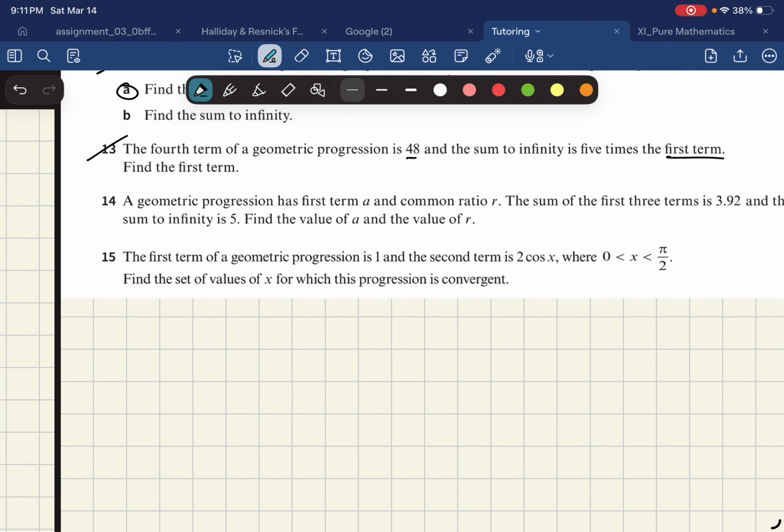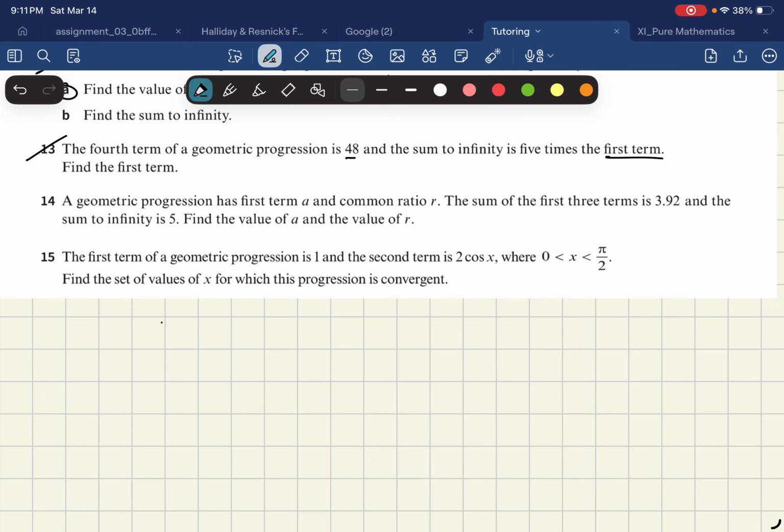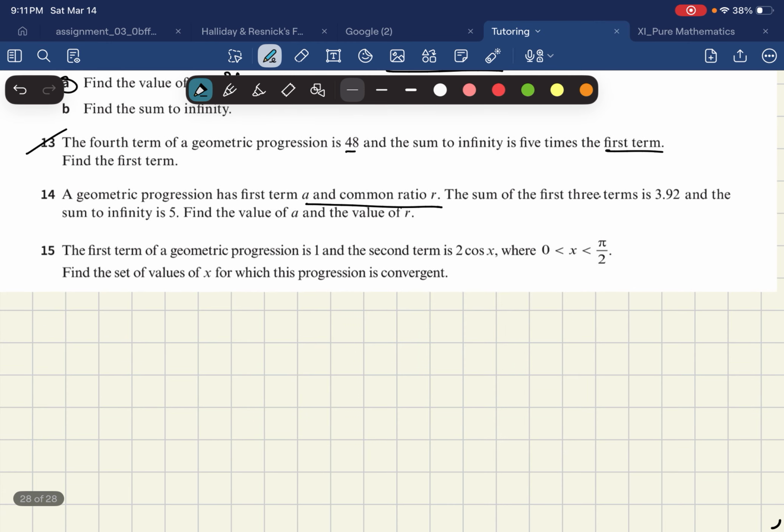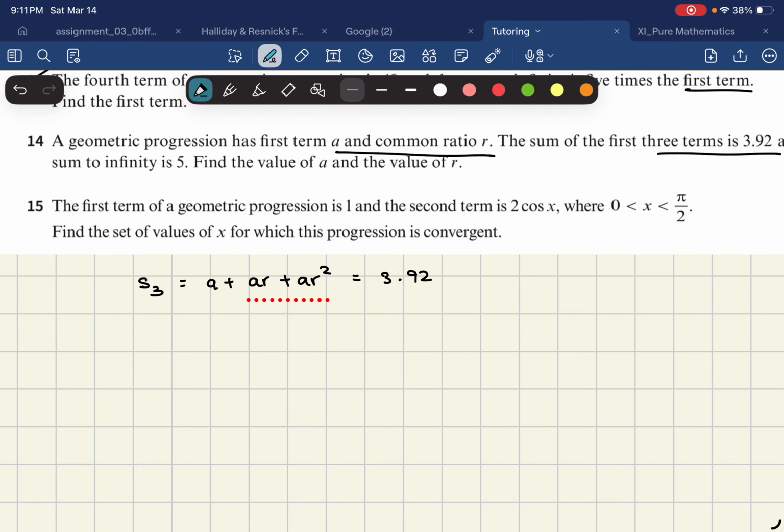Question 14. A geometric progression has a first term a, so t1 is a, and a common ratio r. The very standard things. The sum of the first three terms is 3.92. So a plus ar plus ar squared. That is my first term, my second term, my third term. So the sum, this is S3, is given to be 3.92. And the sum to infinity is 5. So a over 1 minus r is equal to 5.